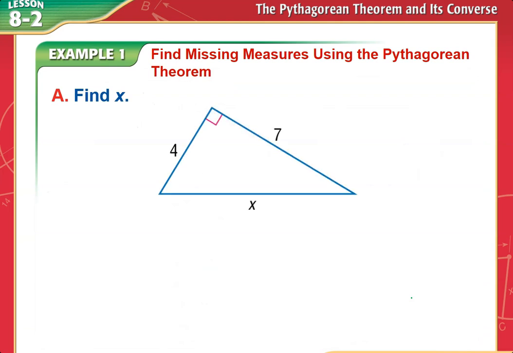Okay, now we're going to find missing measures using the Pythagorean theorem. We know that the side lengths here are 4 and 7, and the reason why we know that is because the hypotenuse is always directly across from the right angle. So x length is my hypotenuse. So what I have here is that 4 squared plus 7 squared should equal x squared. And then we can solve for x.